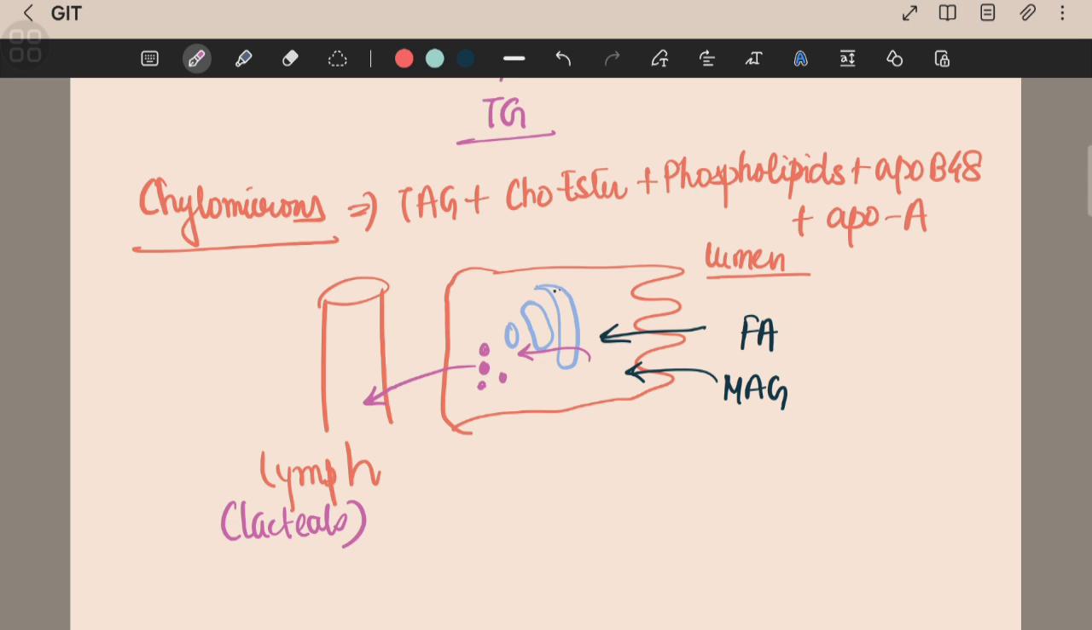So this chylomicron association is very important, because these chylomicrons will have everything along with apolipoprotein A and apo B48. This should be there. So that is a rough idea about this process.